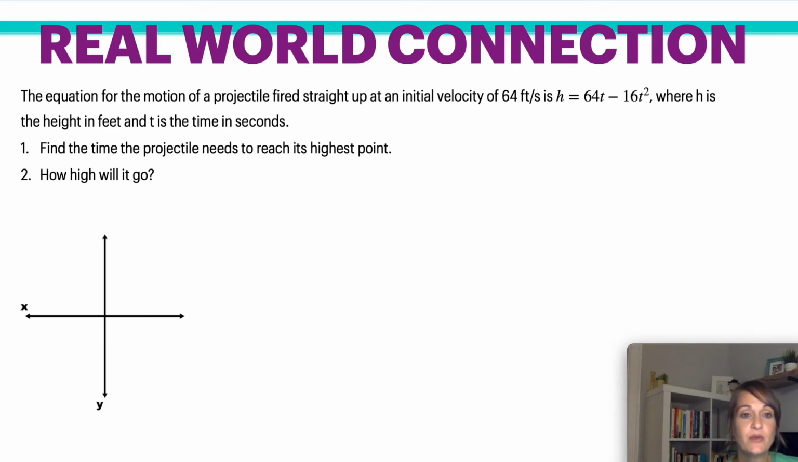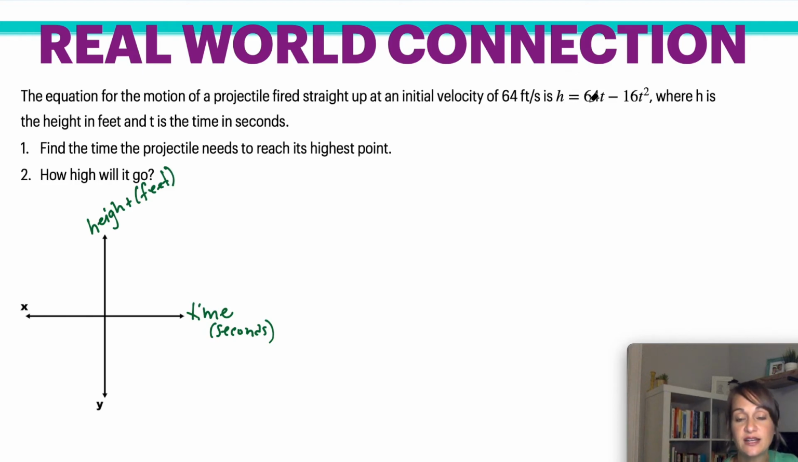The equation of the motion of a projectile fired straight up at an initial velocity of 64 feet per second is h equals 64t minus 16t squared, where h is the height and t is the time. So we are representing time, and in this case we're representing height. The height is in feet, and time is in seconds.